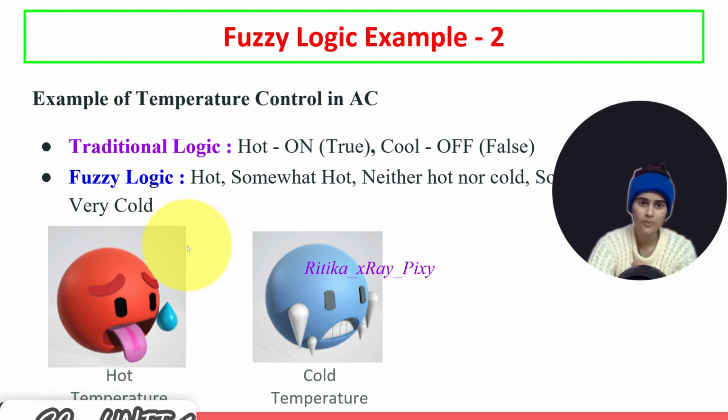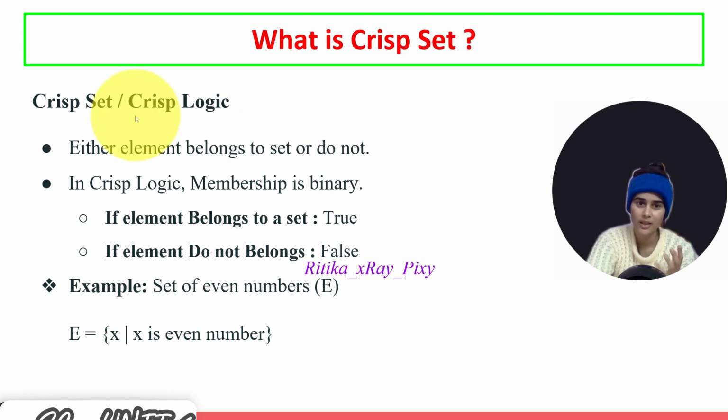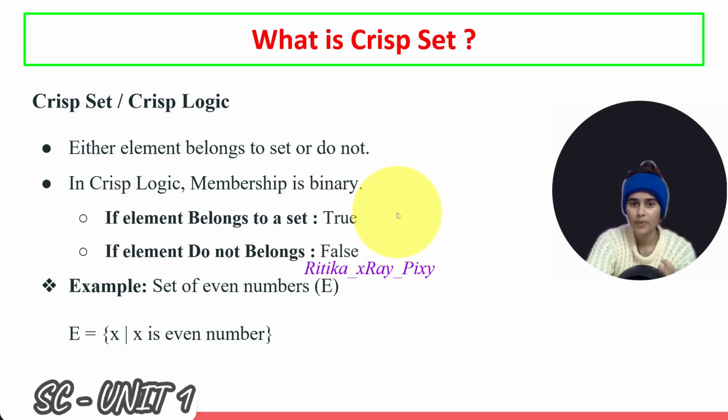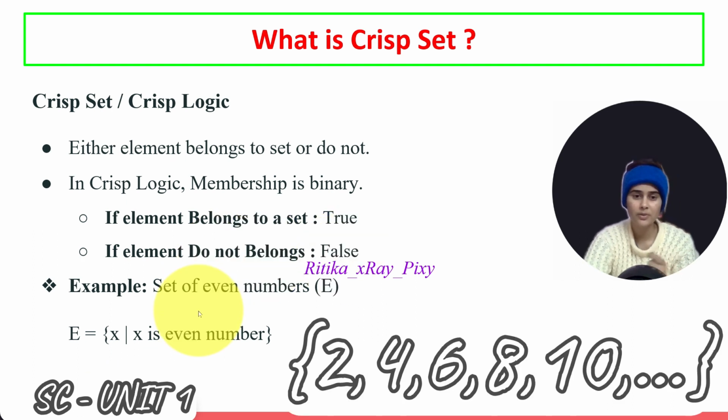Using fuzzy logic, we have a number of cases: hot, somewhat hot, neither hot nor cold, somewhat cold, or it can be very cold. Now you can see what a crisp set is. An element either belongs to a set or it does not belong to a set. So we have binary membership. In crisp logic, we have binary membership. When an element belongs to a set, it is true. If it does not belong to a set, it is false.